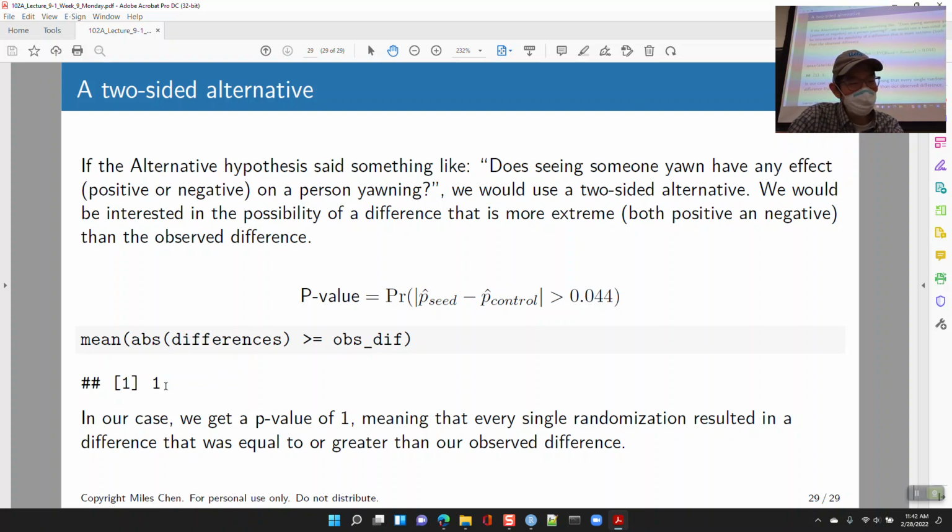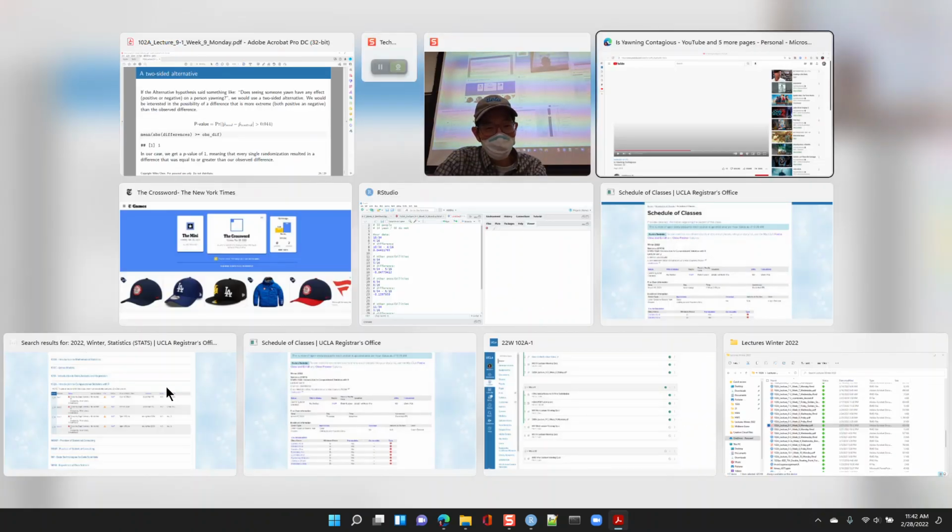When you do this, we get a p-value of 1. 100% probability. That seems strange. We almost never get p-values of 1. So this feels weird, but really, actually, the p-value is 1. And let me just show you what's going on.